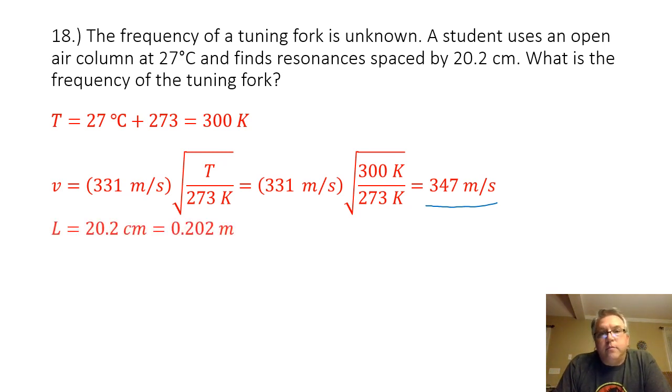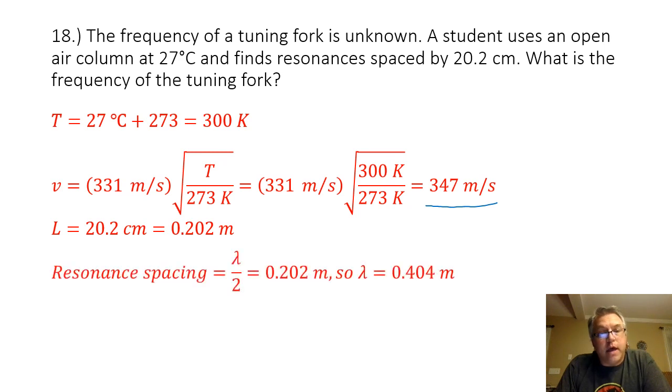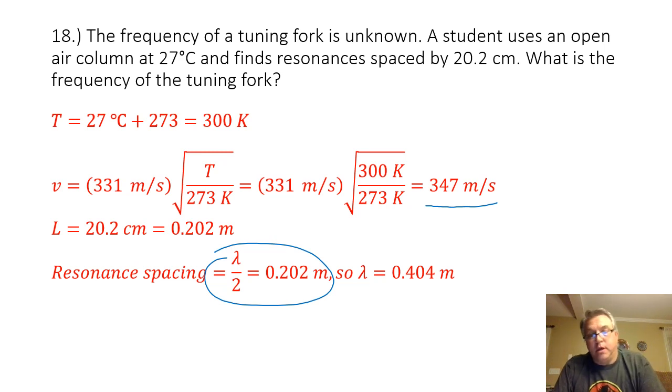The length between the resonances is 20.2 centimeters, which I convert to meters, so that'll give me 0.202 meters. And if my resonant spacing is 1/2 of a wavelength, and that is 0.202 meters, then my wavelength is going to be equal to 0.404 meters. I just take this equation, multiply both sides by 2, just like I did in the last problem. So now I have my wavelength.